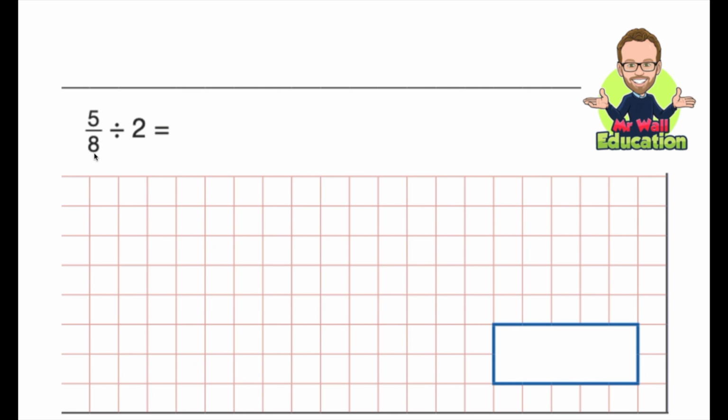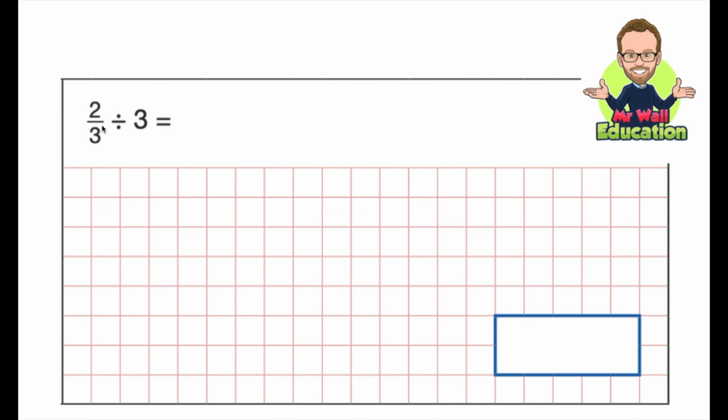Likewise, 5/8 divided by 2. The denominator is going to get twice as big. Our answer will therefore be 5/16. And again, make sure you put your answer in the box. Fairly straightforward again. 2/3 divided by 3. This is going to get 3 times bigger. Our answer will be 2/9.